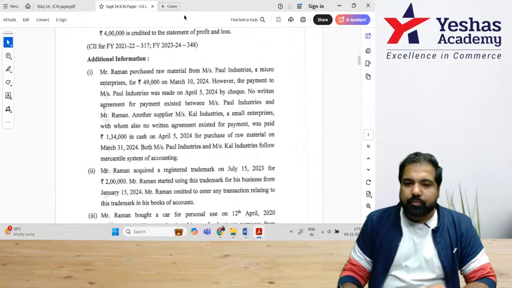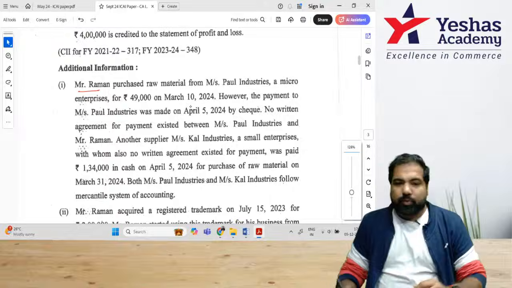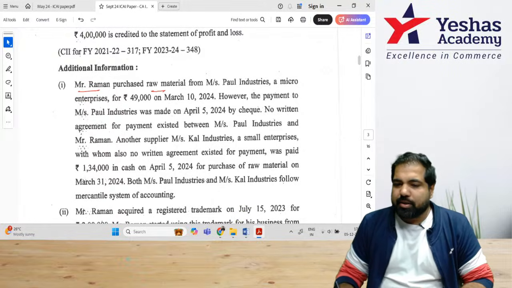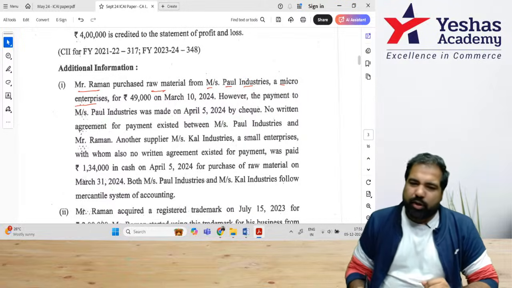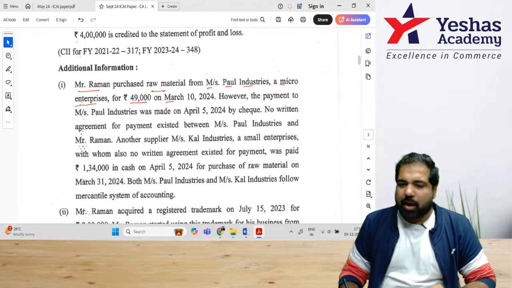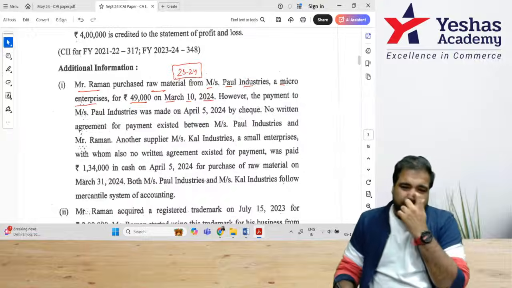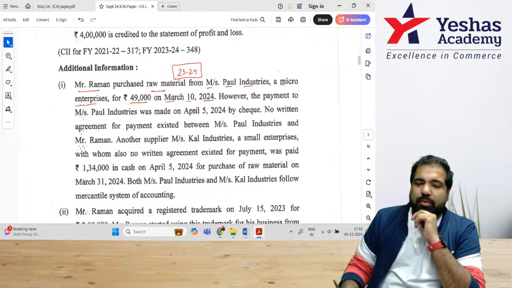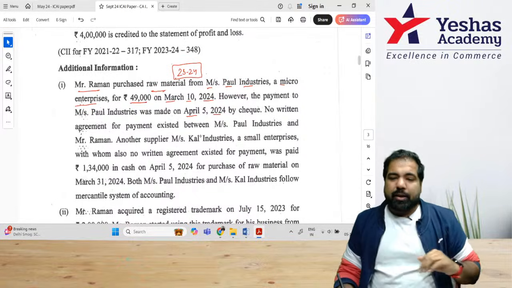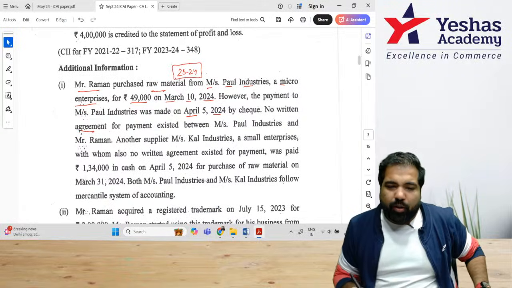Let's see. Mr. Raman, who is the main hero of this story, of this question, guys, he purchased raw material from Messrs. Paul Industries, a micro enterprise. So they will always tell you in the exam that it's a micro enterprise, for 49,000 on March 10, 2024. The exam year also was 23-24. So towards the end of the year, March 10, you have purchased something. The payment to Paul Industries was made on April 5 by check. No written agreement for payment existed between Paul and Raman, guys.